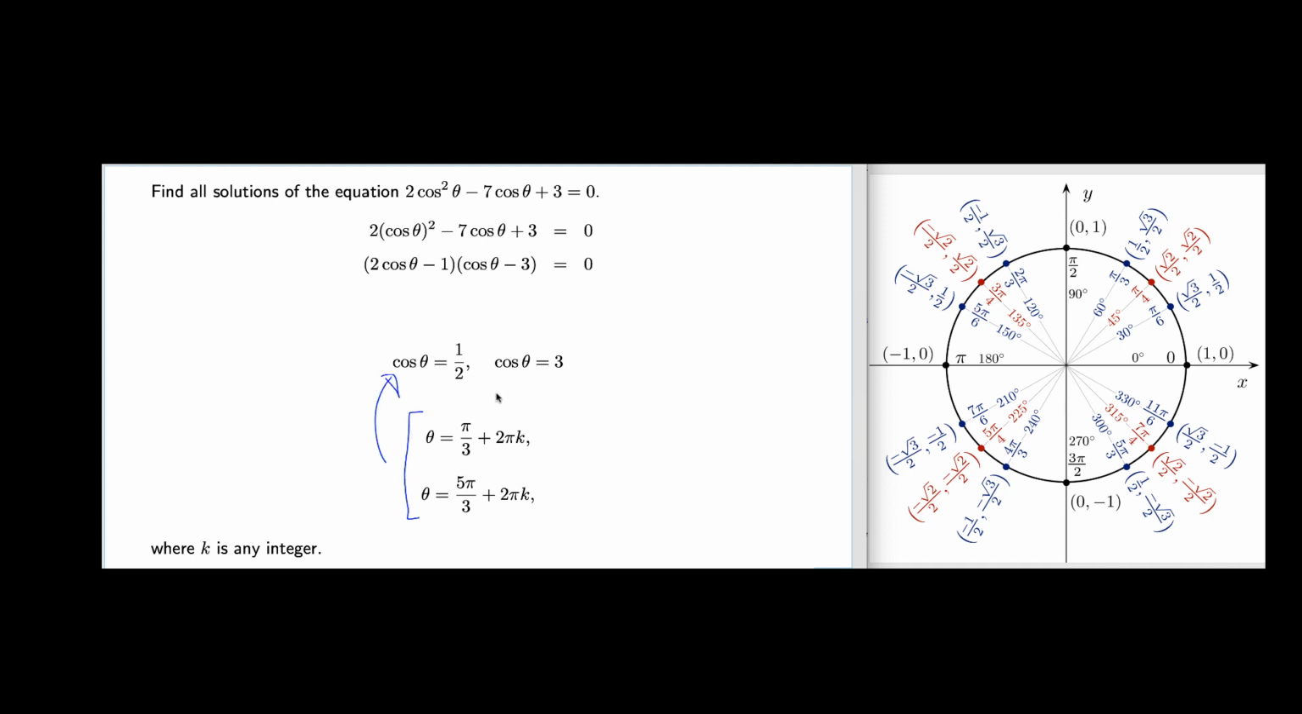What about cosine theta equals 3? Well, cosine of theta, remember, is our x-coordinate on the unit circle. Because we're on the unit circle, cosine of theta is always in between minus 1 and 1. So the smallest your x-coordinate ever is negative 1, and the largest it is 1. So cosine theta equals 3 doesn't have any solutions, which means our entire set of solutions is pi over 3 plus any multiple of 2 pi, as well as 5 pi over 3 plus any multiple of 2 pi.